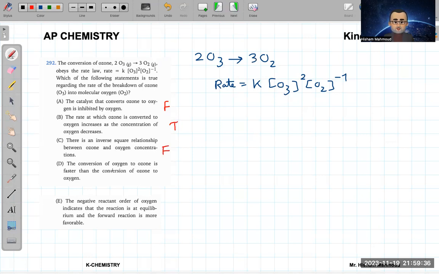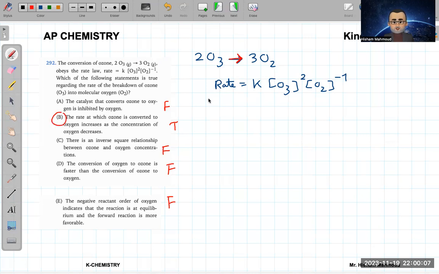The conversion of oxygen to ozone is faster than the conversion of ozone to oxygen. No, he is speaking about the rate of the forward reaction بس. I didn't mention anything about the backward reaction rate here. The negative reactant order of oxygen indicates that the reaction is at equilibrium and the forward reaction is more favorable. Again, no relation at all. The answer is B.